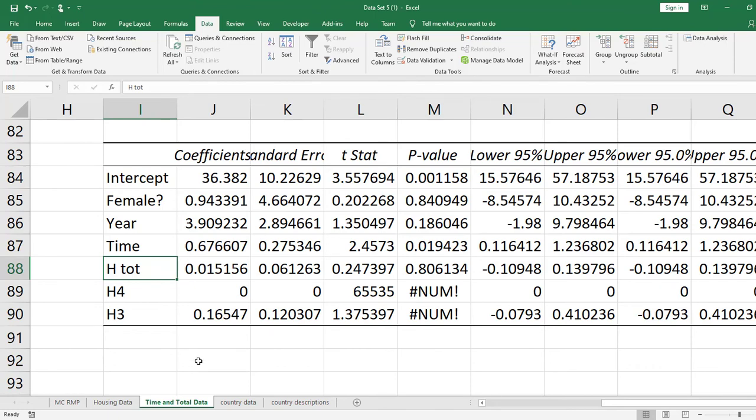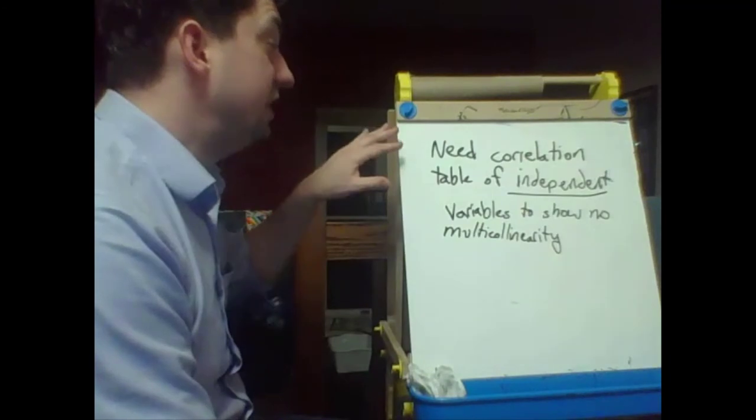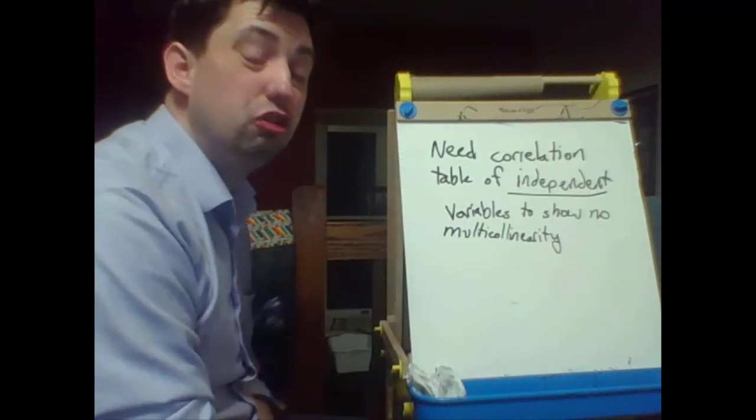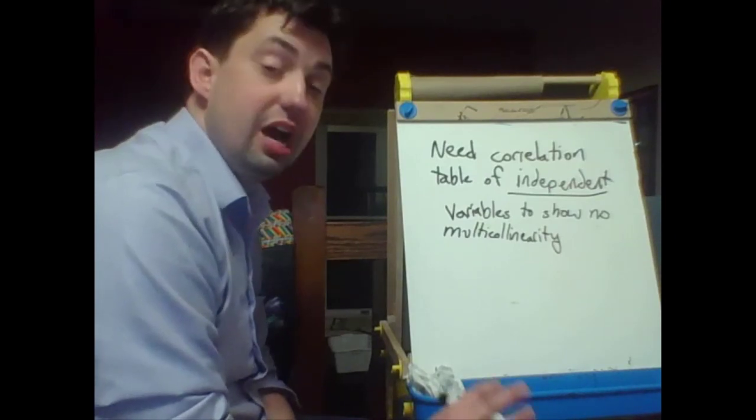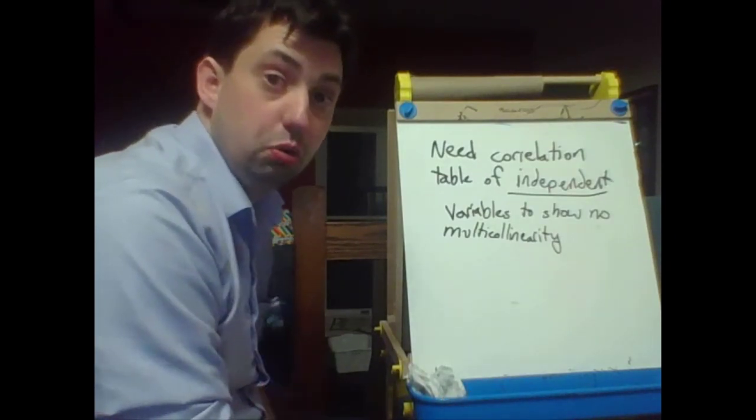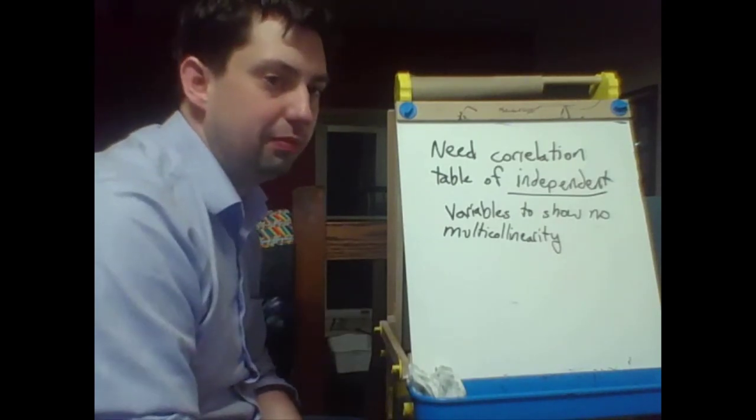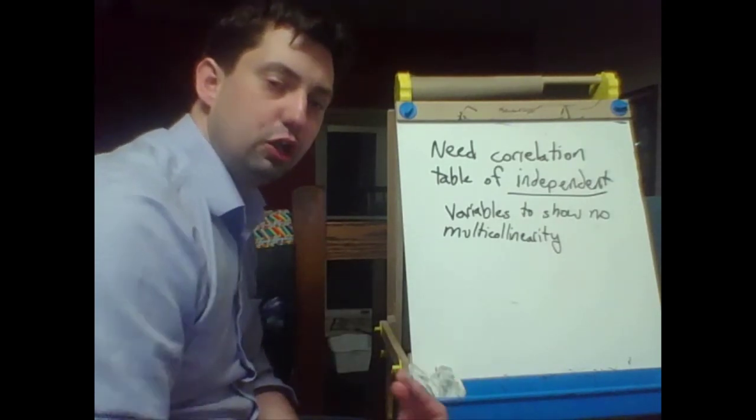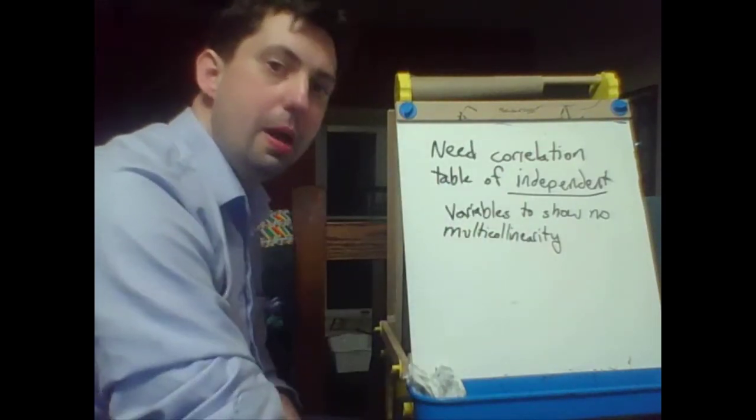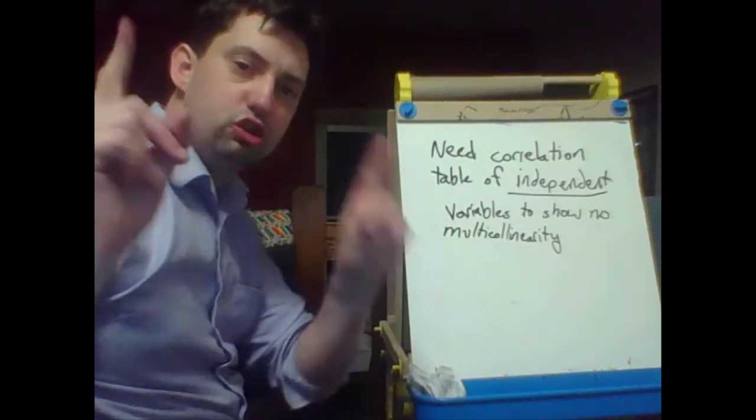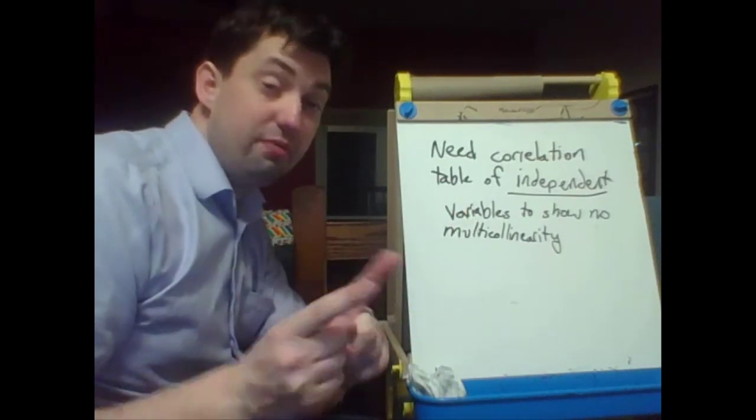So in practice, you need a correlation table of the independent variables to show there is no multicollinearity. You would not, in showing no multicollinearity, include your dependent variable. It doesn't matter if one of your independent variables is highly correlated with your dependent variable, if one of your x's is highly correlated with your y. Multicollinearity happens when two x's are highly correlated with each other, rendering one of them redundant.